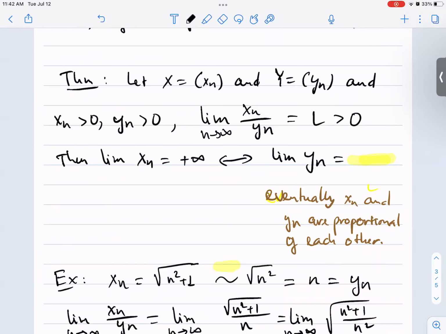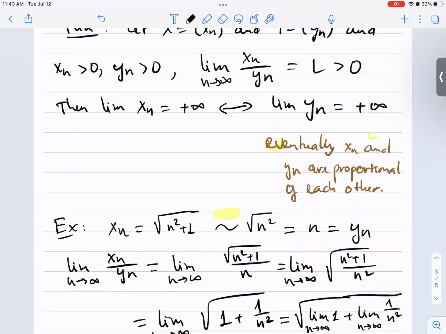We also have a ratio test. Let xn and yn be two sequences with xn and yn all positive numbers. Assume that the limit of xn divided by yn equals L, which is bigger than 0. Then the limit of xn equals plus infinity if and only if the limit of yn is also equal to plus infinity.